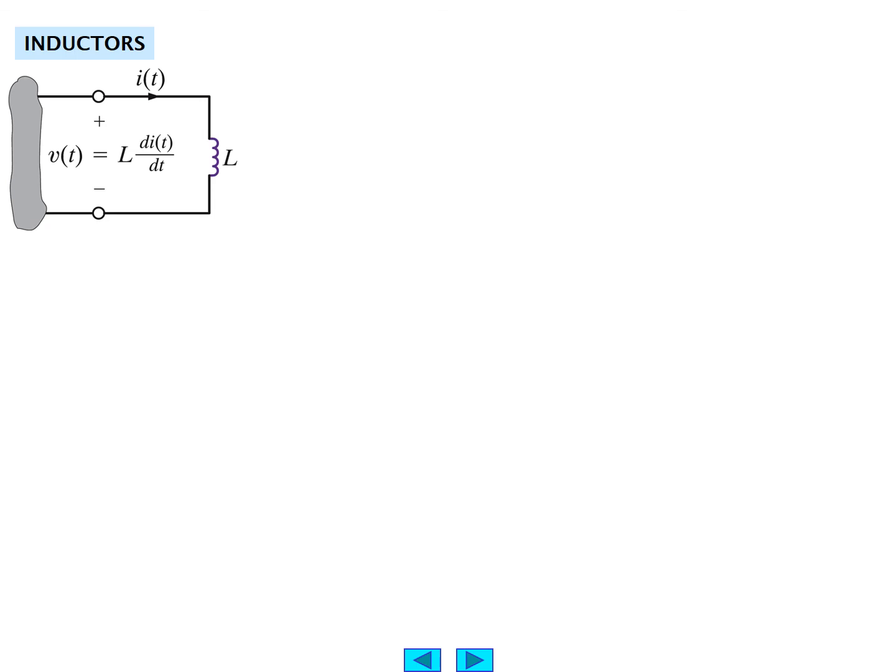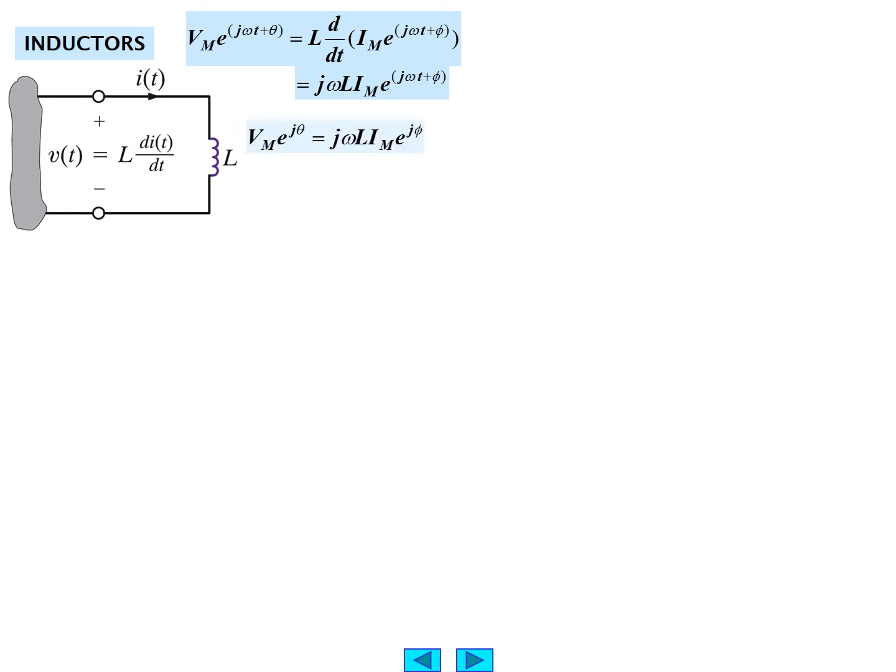For an inductor, which is our other case, V of t is equal to L di dt. We can write V sub m e to the j omega t plus theta is equal to L di dt. We have to take the di dt, so we get L d by dt of the quantity I sub m e to the j omega t plus phi, or if you will in phasor form, j omega L I sub m e to the j omega t plus phi. Getting rid of some terms, we get V sub m e to the j theta, since we've gotten rid of the e to the j omega t from both sides, is equal to j omega L I sub m e to the j phi.